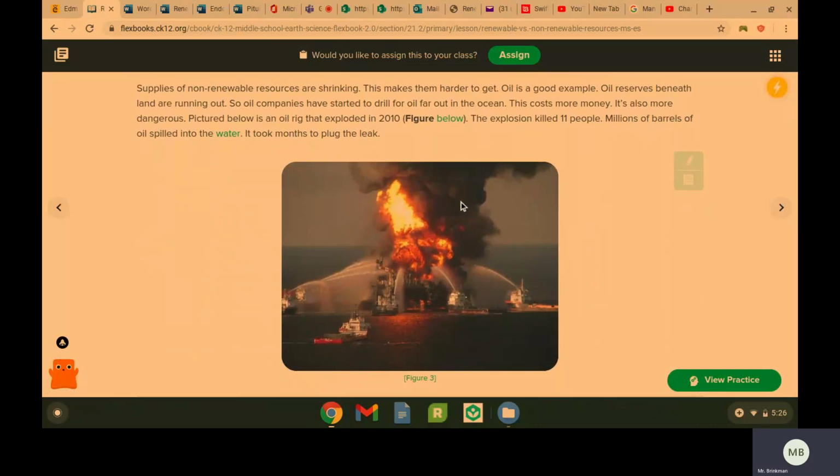This is the Deepwater Horizon explosion, 2010. This was an oil rig out in the ocean. We're starting to drill out in the ocean so that we have enough oil. But there are pros and cons to all of it.